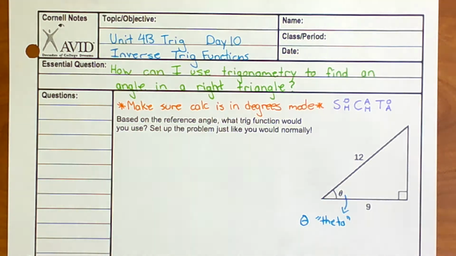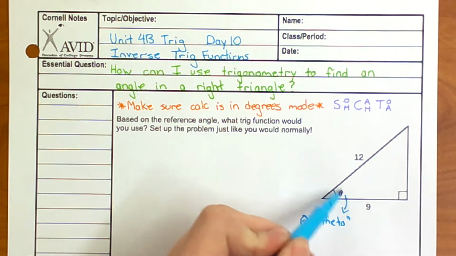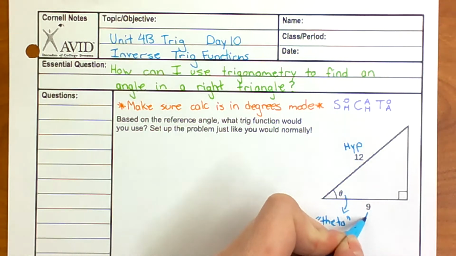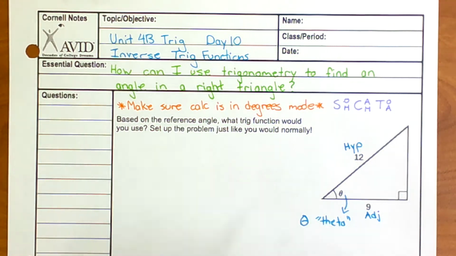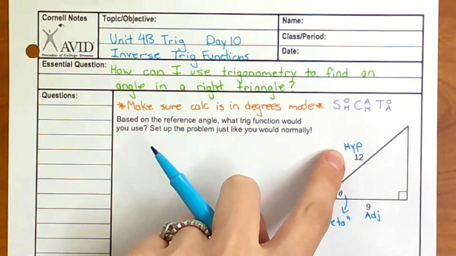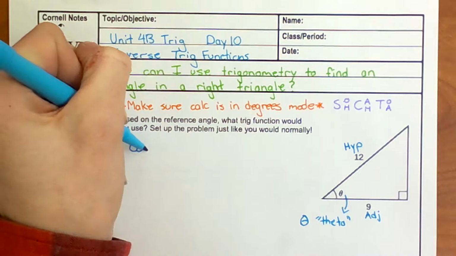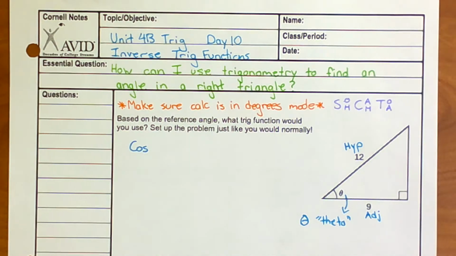So when I label this, if my reference angle is over here, my hypotenuse is 12, and my adjacent side is 9. Adjacent and hypotenuse tell me I'm going to use cosine. So cosine is what I'm going to use.